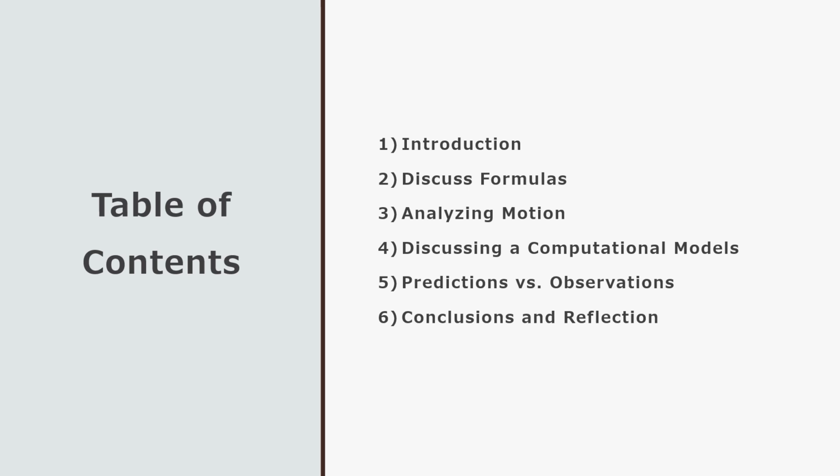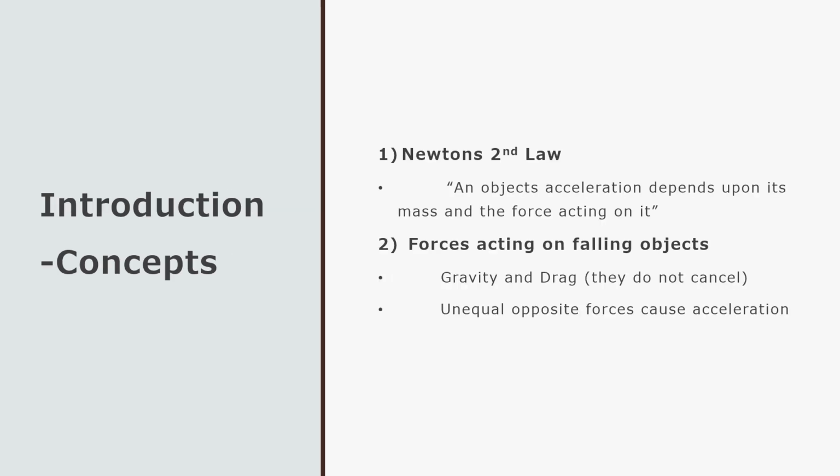For that, I will compare the predicted computational models versus the observed models I have found through Tracker. Then I will end it with the conclusions and reflection section where I talk about some important questions on this topic. In order to understand the motion of a falling object, we first need to understand Newton's second law, which states an object's acceleration depends upon its mass and the force acting on it.